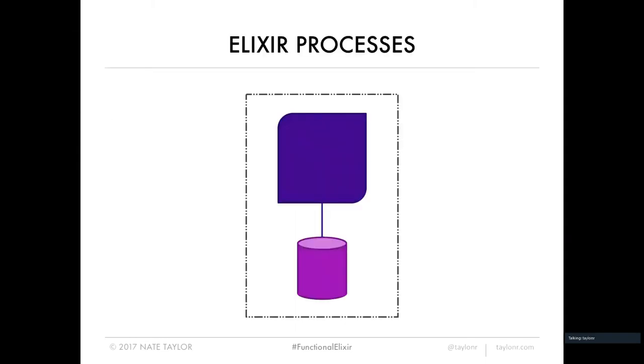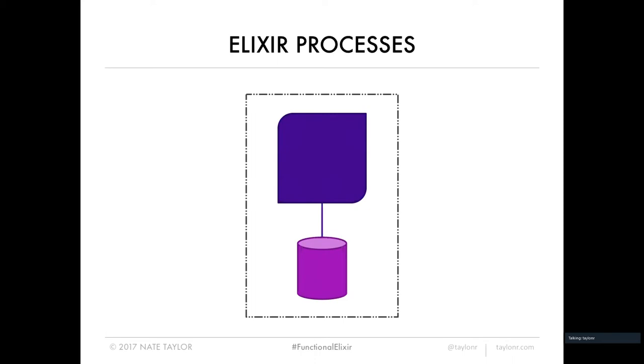So let's talk about what's actually happening in this code, or in the demo here. If we look at an Elixir process, it might look something like this. The purple block at the top would represent some code that we have. And the bottom cylinder would represent some data. Now, I did use the database symbol. It doesn't have to be a database. As we saw in the demo, it was a text file. It could be a database, it doesn't have to be. But this dotted line around these two represents an Elixir process. There's some code, and it's operating on some data.